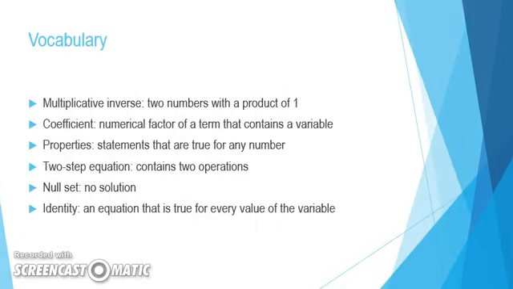Vocabulary: multiplicative inverse, 2 numbers with the product of 1. Coefficient, number or factor of a term that contains a variable. Properties, statements that are true for any number. Two-step equation contains 2 operations. Null set, no solution. Identity, an equation that is true for every value of the variable.